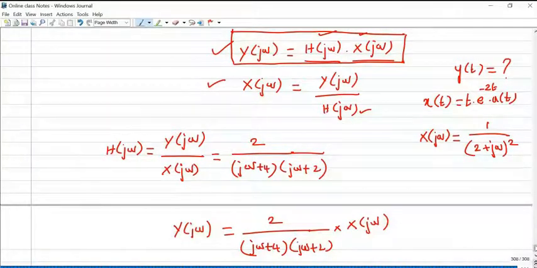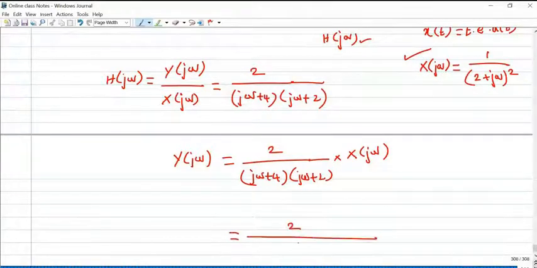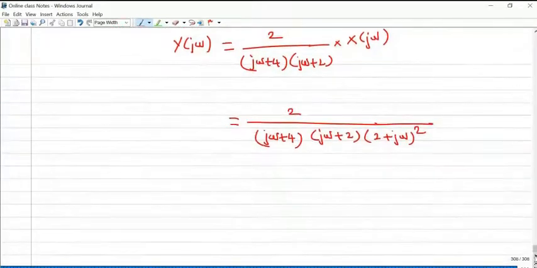Okay, now substitute the x of j omega value. X of j omega we already calculated with the help of the formula. So the expression for y of j omega is 2 divided by (j omega plus 4)(j omega plus 2), then times 1 divided by (2 plus j omega) square. So this is your y of j omega now. If you find the inverse Fourier transform of this y of j omega, you will get y of t. That is the question.